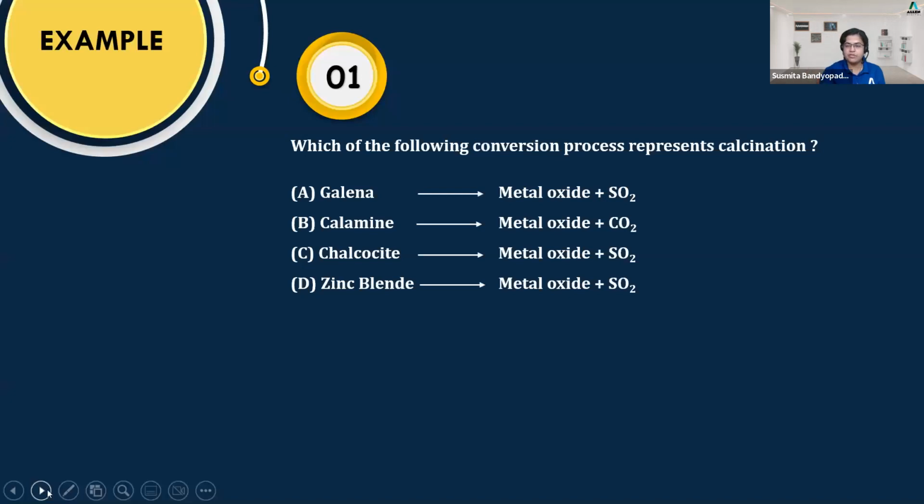I know I'm a little bit fast, but what to do? Don't worry, I'll ensure I'll cover everything. Students, which one? A, B, C, or D?